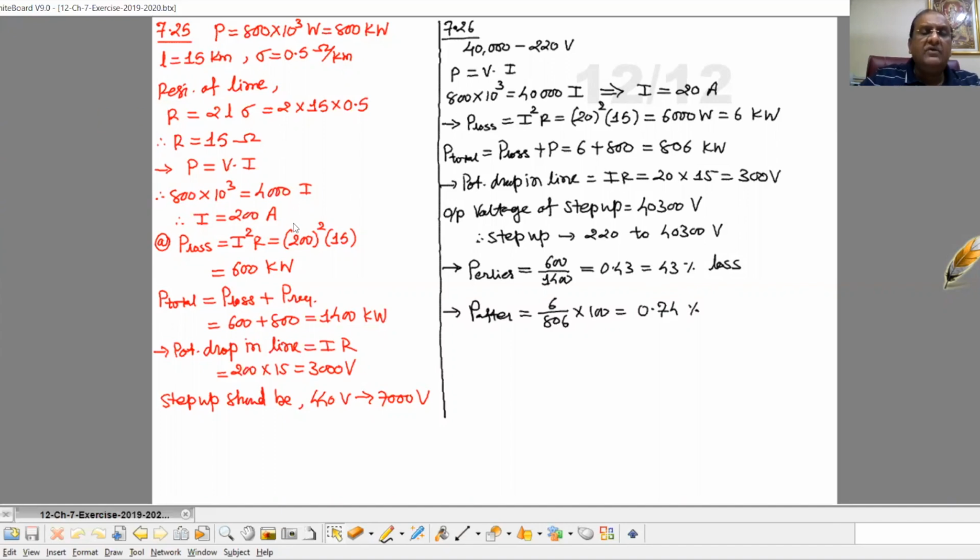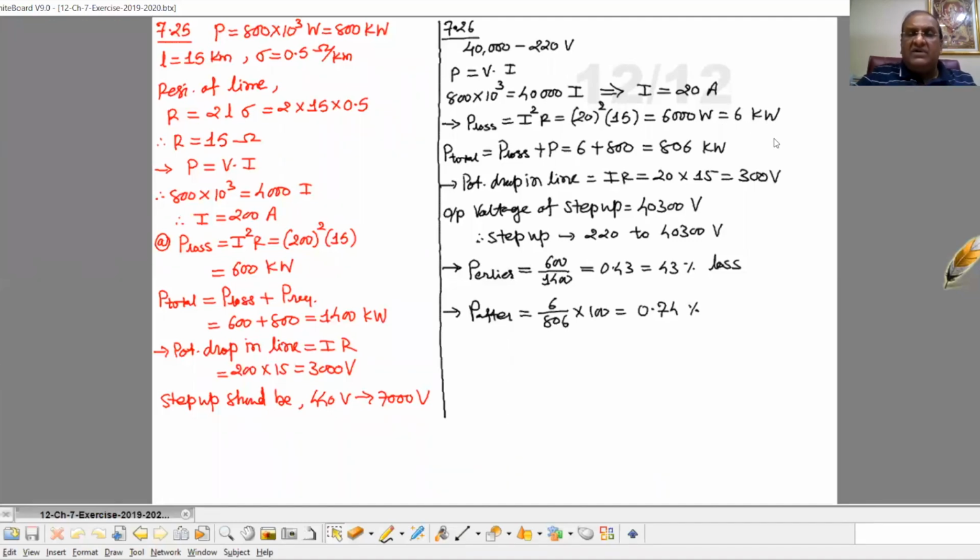In 7.25, the step down transformer that is of 4000-220. Now here we have to consider 40,000-220. So power required, that is 800 into 10 raised to 3. Voltage 40,000. So I, that is how much? So I, that is 20 ampere. Now power loss, that is I square R. So 20 square into 15, that is 6000 watt, that is 6 kilowatt.